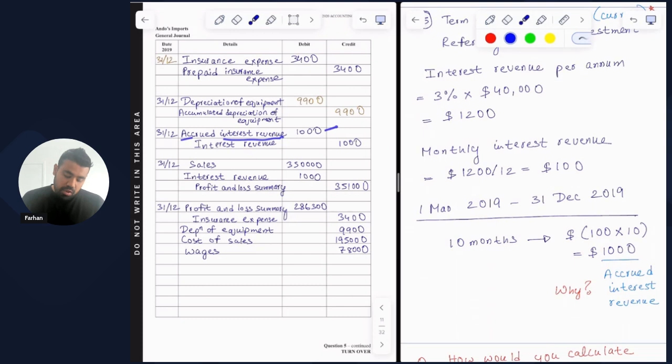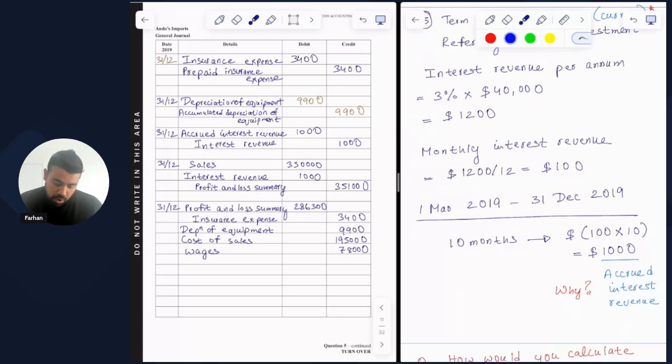And that's $1,000. And then we credit interest revenue because all revenue is credited by default, similar to how you credit sales and any other revenue, such as discount revenue. So interest revenue is credited by $1,000 to reflect an increase in total revenues or income. And we are debiting accrued interest revenue by $1,000, which is basically showing that assets, mainly the current assets, are going up if you were to record this in the balance sheet, because you haven't received this interest yet in cash. And you expect to receive this end of February 2020 when the term deposit matures.